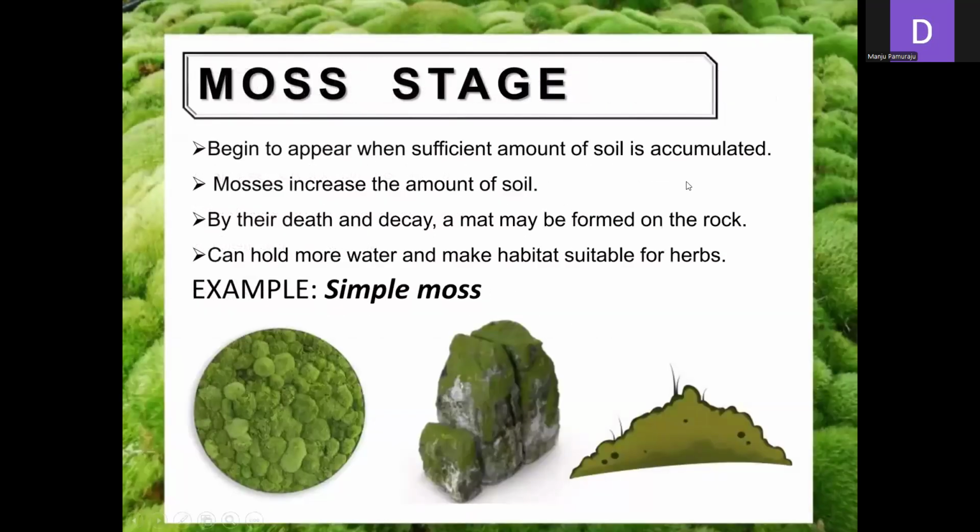Next one is the moss stage. It begins to appear when a sufficient amount of soil is accumulated. Mosses increase the amount of soil, and by their death and decay, a mat may be formed on the rock. So it can hold more water and make a habitat which is suitable for the herbs. Example is simple moss.